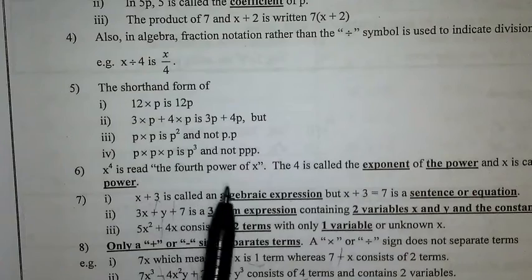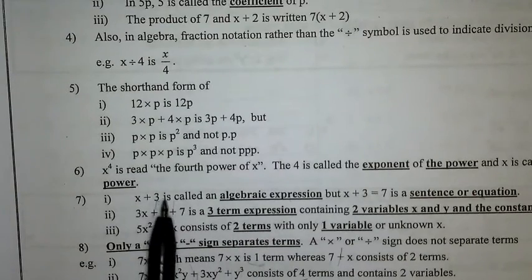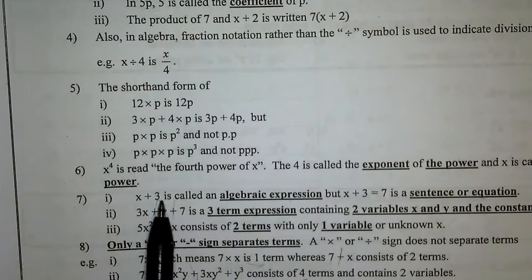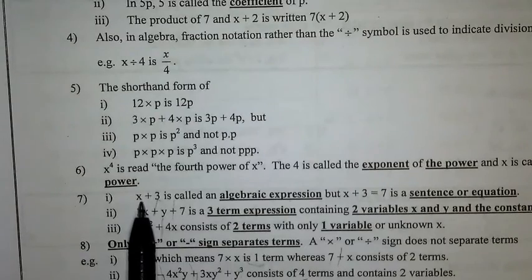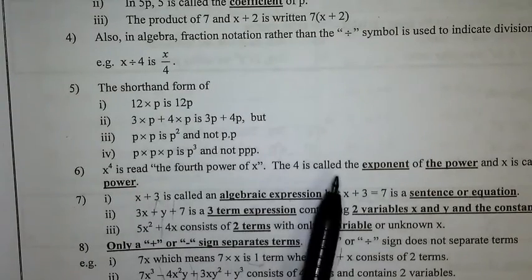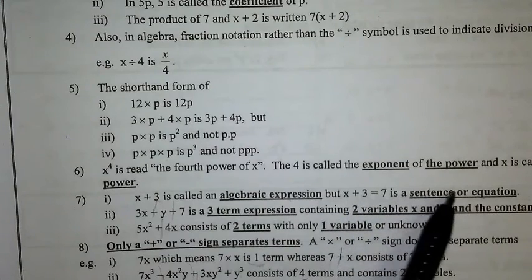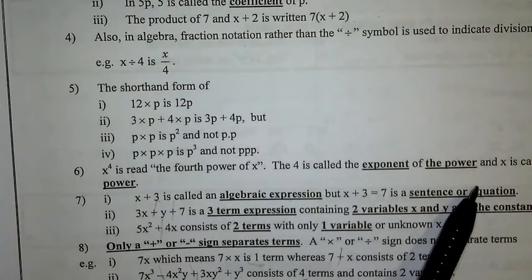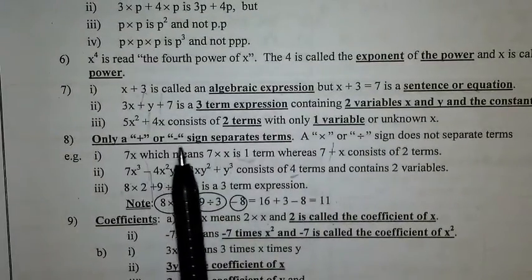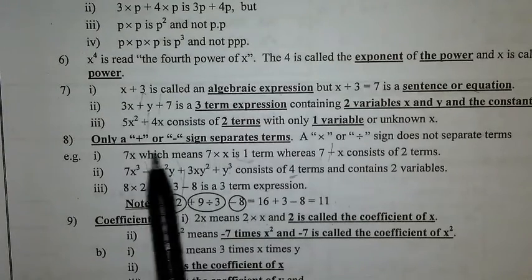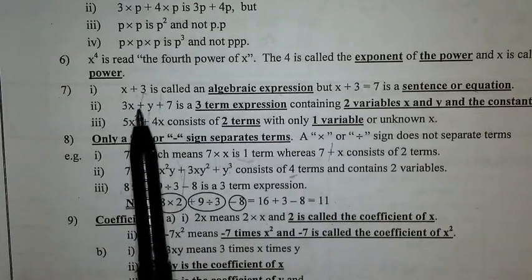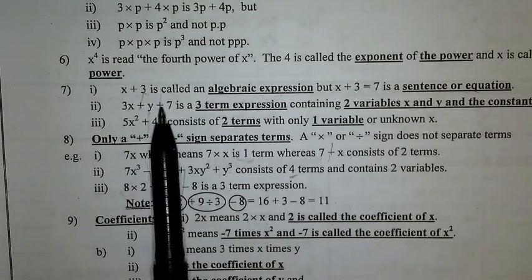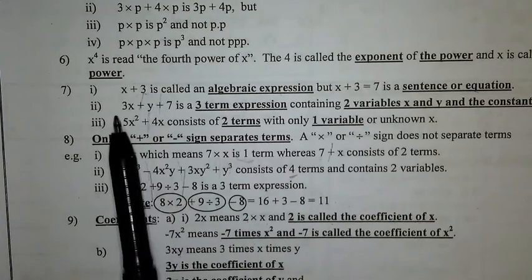x plus 3 is called an algebraic expression because you do not have to solve, you express the words into mathematical language, and that means you will use a letter of the alphabet and a constant. If I put an equal sign, then I will say it's an equation. We will do that later on. Only a plus and a minus sign will separate terms. So if you look at this one here, you'll see there's a plus sign and a plus sign. So this expression consists of 3 terms.